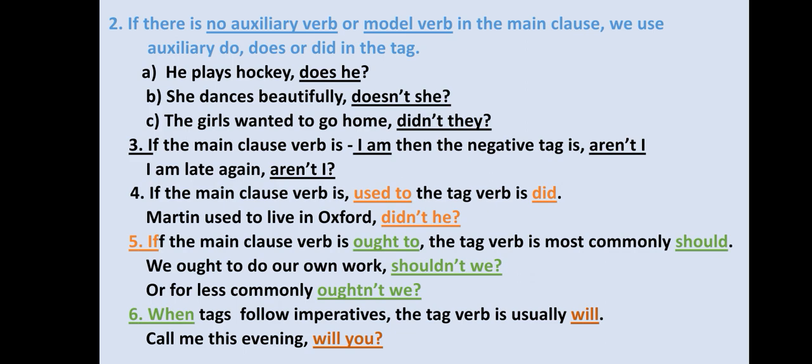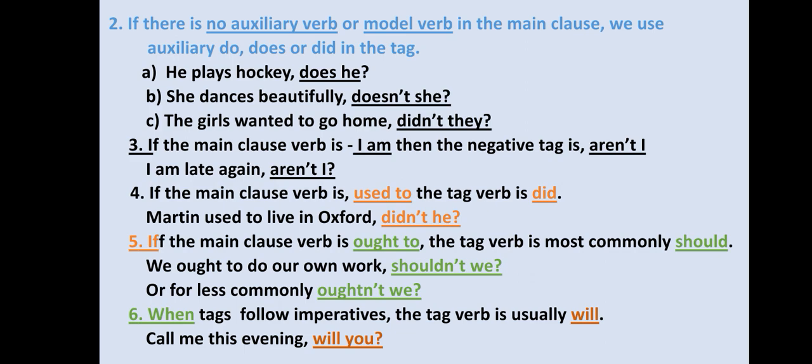Now, rule number three, if the main clause verb is I am, then the negative tag aren't I is used. For example, I am late again, aren't I? Number four rule is that if the main clause verb is used to, the tag verb is did. It means if the verb used to is present in the main clause, then we use did in the tag. For example, Martin used to live in Oxford, didn't he?